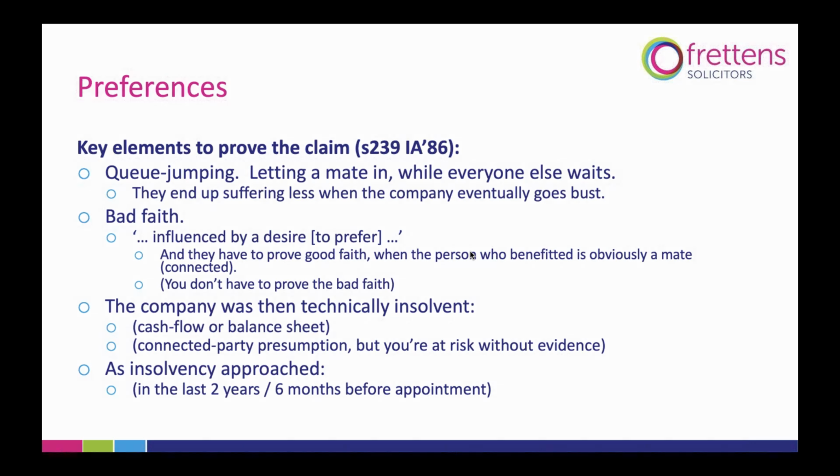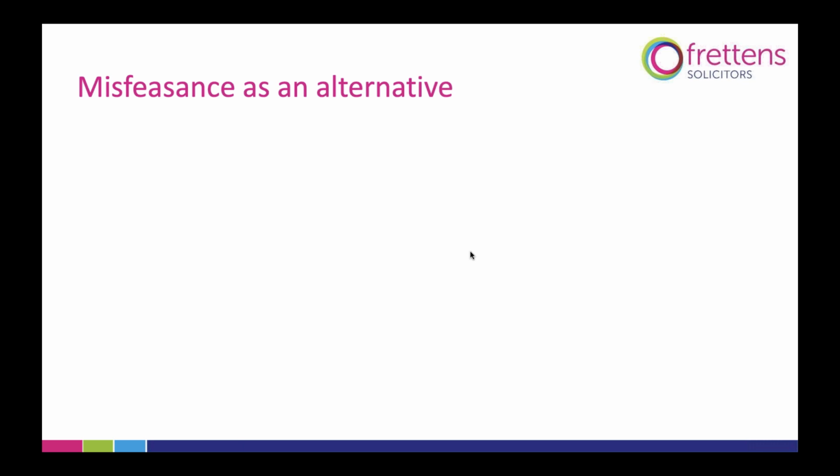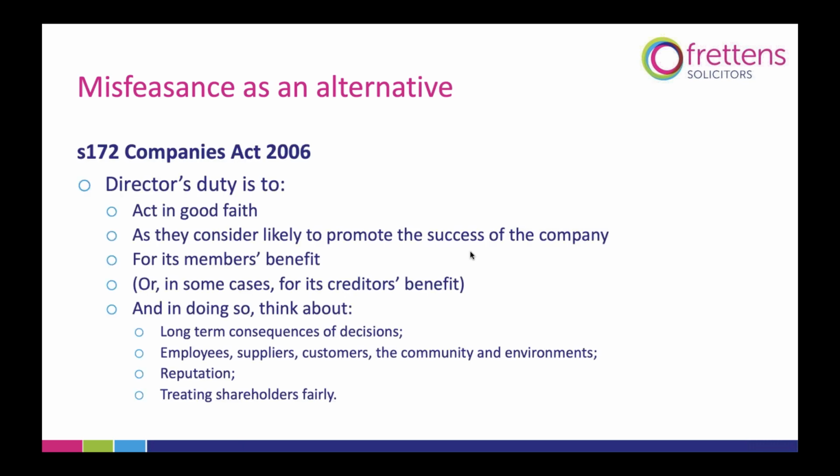Let's have a look at preferences, again in the context of Companies Act misfeasance. A reminder here again of the key elements to preference claims. They're very, very British claims. They're all about queue jumping. The idea behind them is that it is wrong to let a mate in to the front of the queue while everybody else is waiting patiently in line, and particularly in circumstances where the director's mate suffers considerably less when the company goes bust.